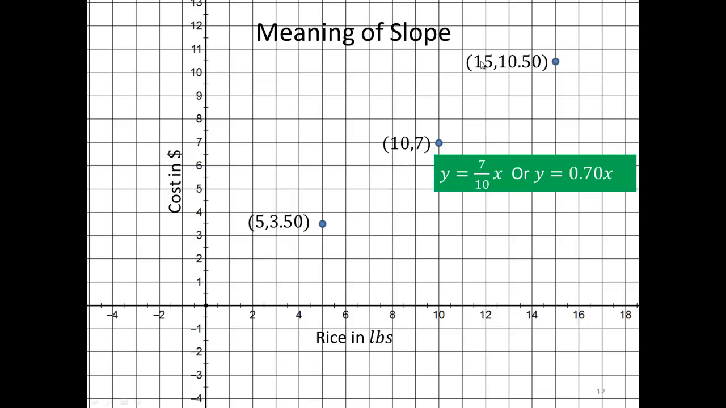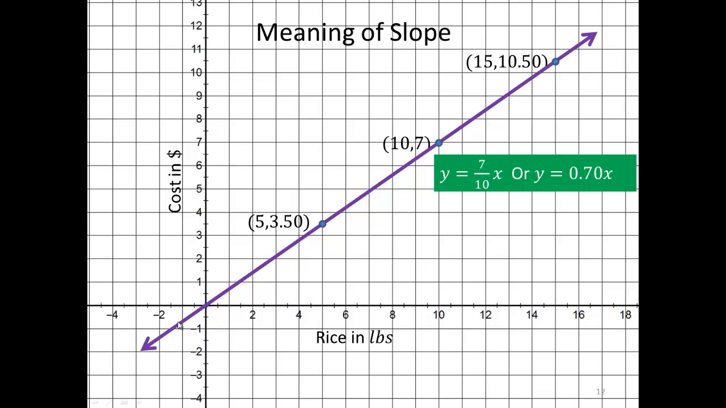What happens if you order 15 pounds of rice? Then you have to pay $10.50 because 15 is 5 more pounds. So every 5 pounds is going to cost you $3.50, or every 10 pounds is going to cost you $7. So there's our line, y equals 7/10x.